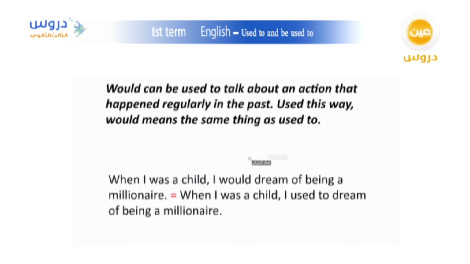Would can be used to talk about an action that happened regularly in the past. Used this way, would means the same thing as used to. Here we have an example. When I was a child, I would dream of being a millionaire. It equals when I was a child, I used to dream of being a millionaire. So here, would means the same thing as used to.